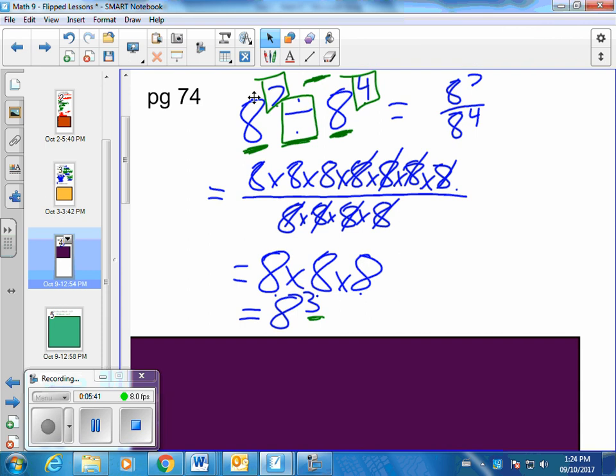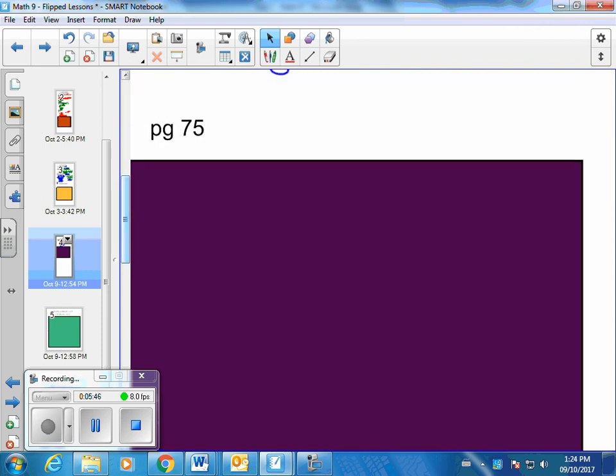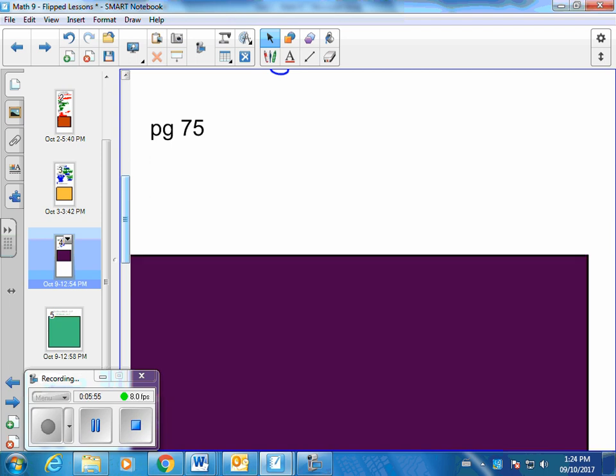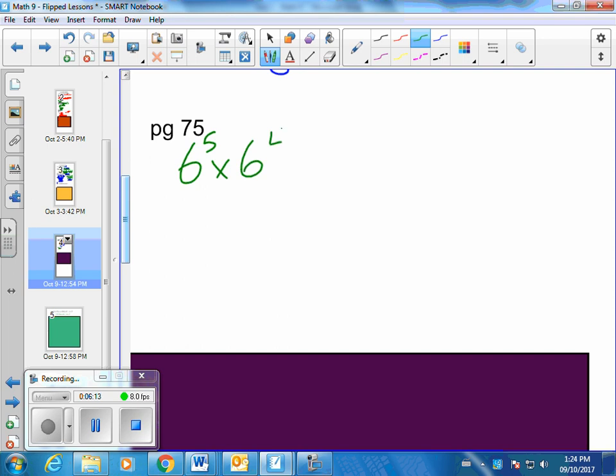So those are our rules. Let's take a quick look at a couple examples on the next page and see what those rules look like in action. If we look on page 75, they have a couple of examples up at the top. The first one they give us is 6 to the 5th times 6 to the 4th.